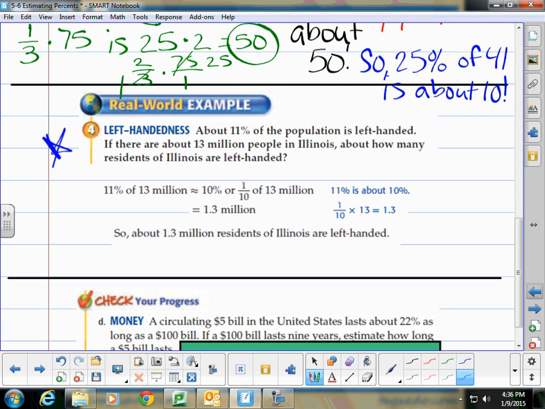Okay, well 11%, hey, that's close to 10%. So we have 11% of 13 million. Instead, why don't we say 10% or 1/10 of 13 million? Because 11% is about 10%. They're close. We know that multiplying by 1/10 is really just moving the decimal 1 in. So that's equivalent to 1 3/10 million. So about 1 3/10 million residents of Illinois are left-handed out of the 13 million. Not a bad strategy, really, at all.